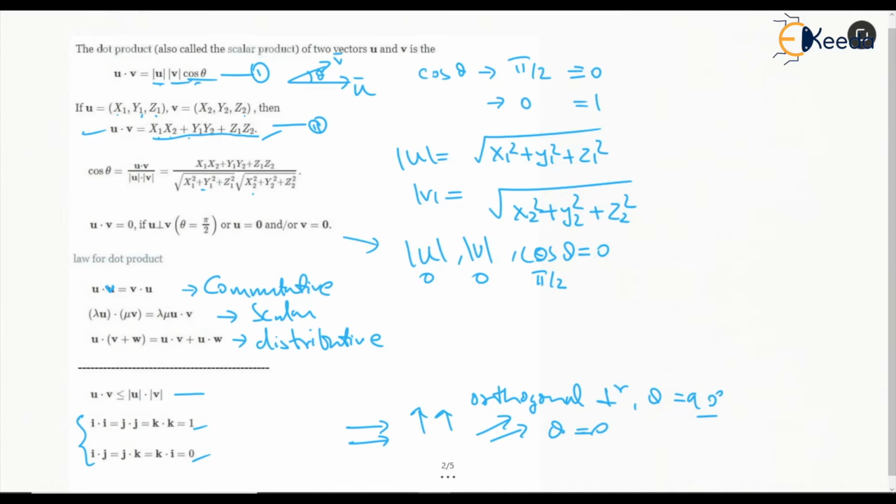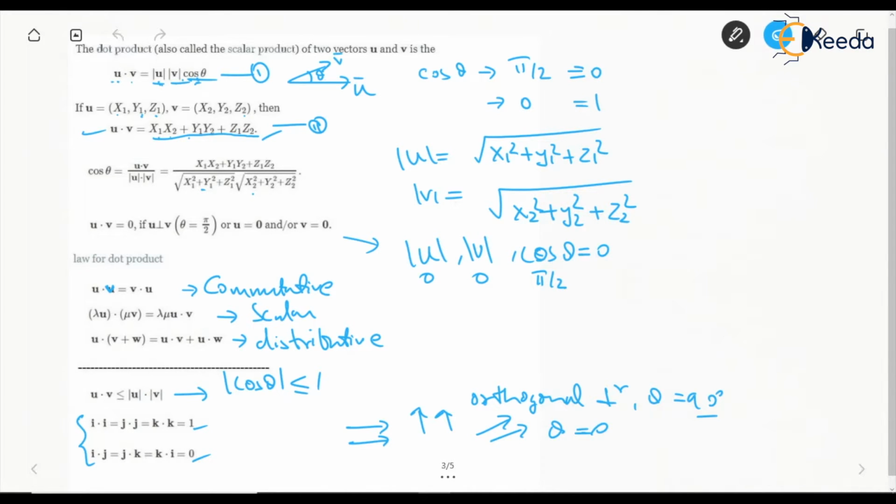Other than that, we know that cos of theta is always less than or equal to 1, and because of this, from equation 1, the maximum cos theta can be is 1, so we can say that u dot v is going to be less than or equal to magnitude of u into magnitude of v.